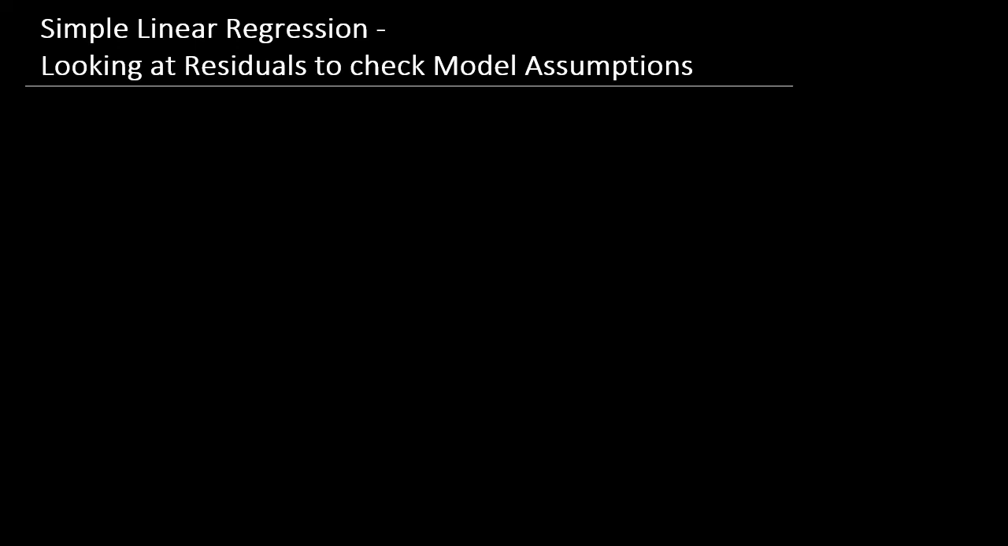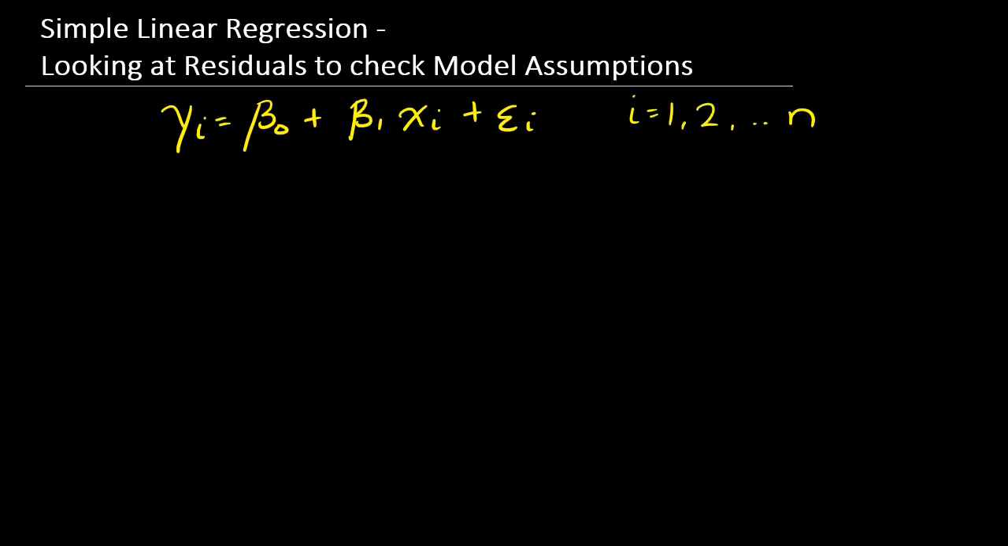Alright, in this video we're going to talk about looking at residuals, or plotting residuals, to check model assumptions. We're talking about the simple linear regression model right now. Just as a reminder, our simple linear regression model is yi equals beta naught plus beta 1 times xi plus the model error term epsilon sub i, for i equals 1 to n, where n is your sample size.